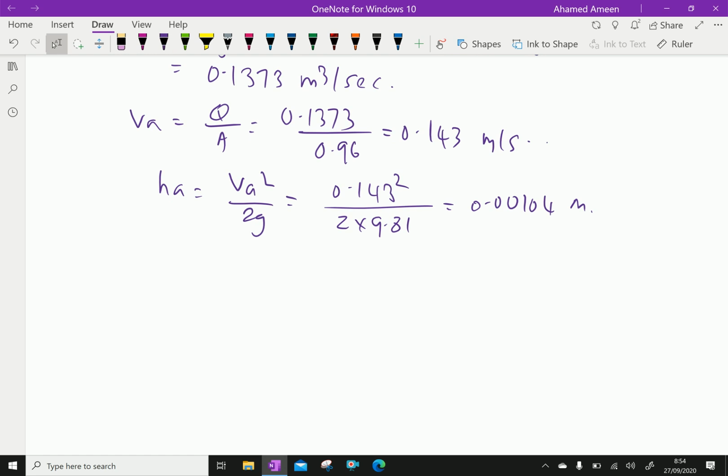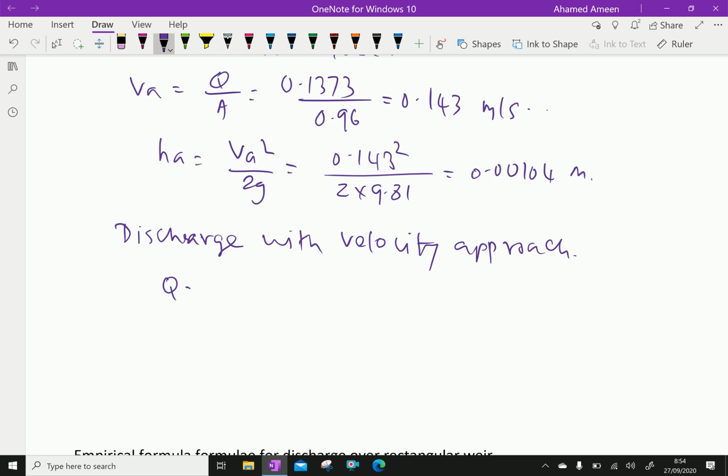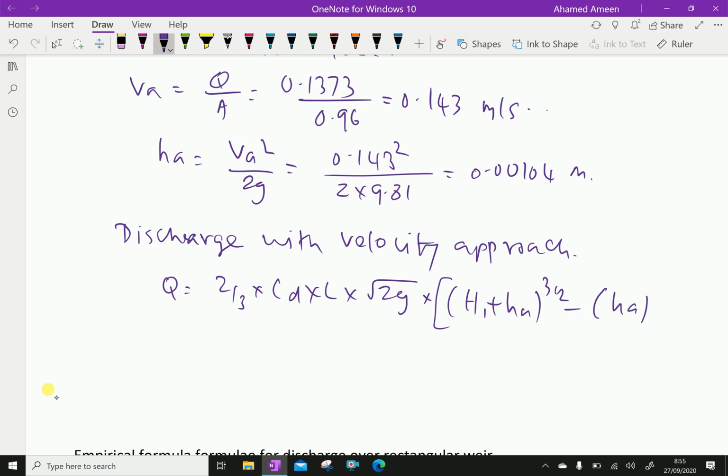Now we'll find Q using discharge with velocity of approach. Now the discharge considering velocity of approach is Q equal to 2 over 3 CD L root 2G into H1 plus HA power 3 by 2 minus HA power 3 by 2.